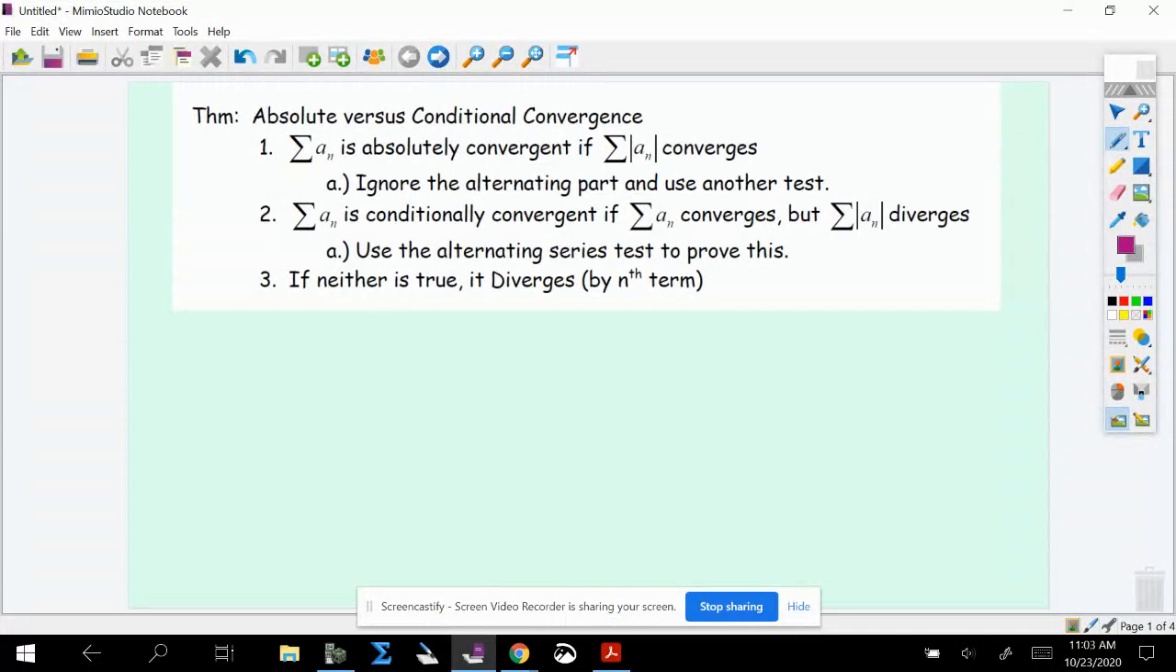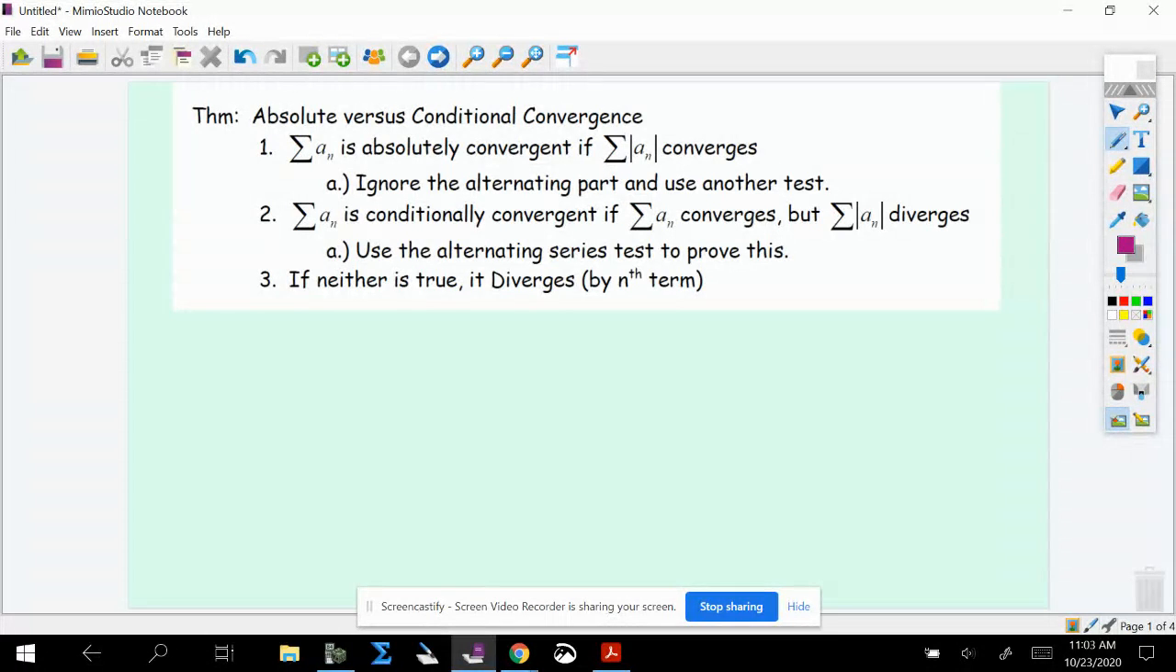Option 2 says that it will be conditionally convergent if you can show that the series converges even if the absolute value didn't. To do this step, you're going to go to the AST, the alternating series test, meaning show that my terms are decreasing, show that the limit of it goes to 0, and since it alternates and the limit goes to 0, it will converge by the alternating series test. If neither of those things are true, then you're going to automatically drop down to the third option, which is that it diverges, and the proof for the diverges will always be because you did an nth term test.